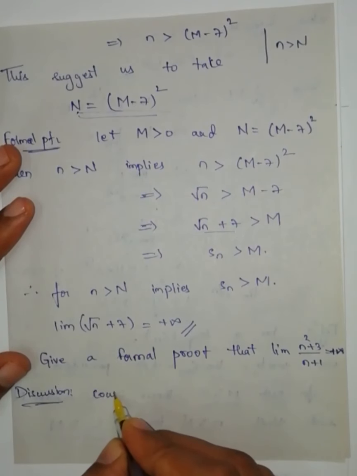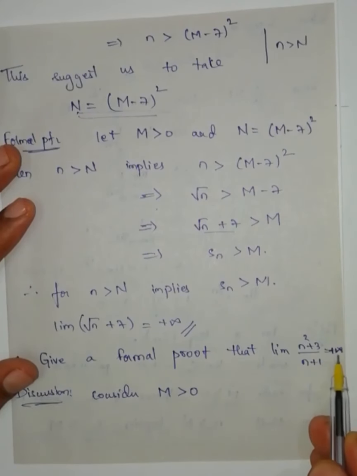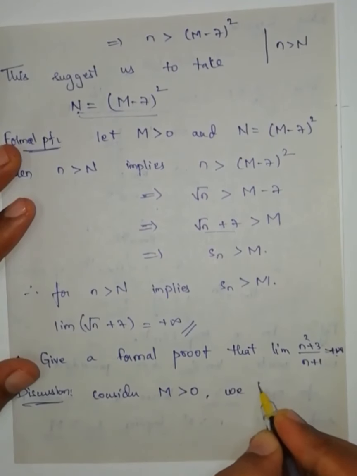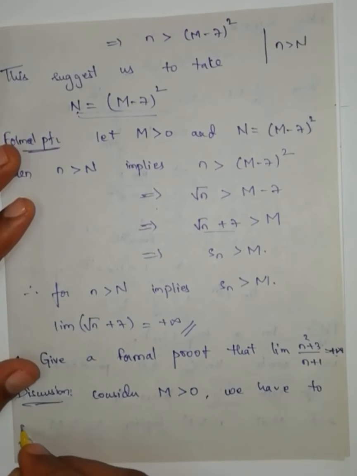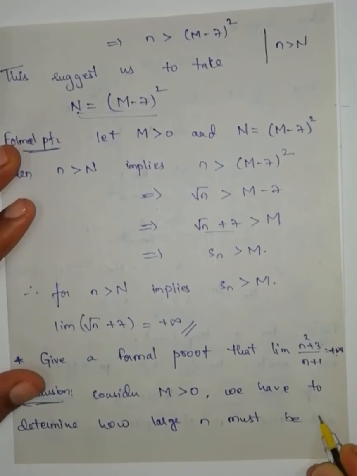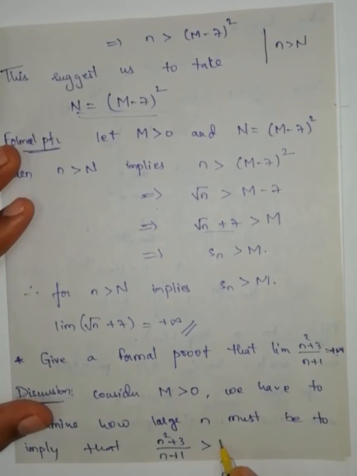Now first we have to consider any arbitrary capital M which is greater than 0. If it is minus infinity, I will take M less than 0. Now we have to determine how large small n must be to imply that Sn is greater than M, meaning (n² + 3)/(n + 1) should be greater than capital M.